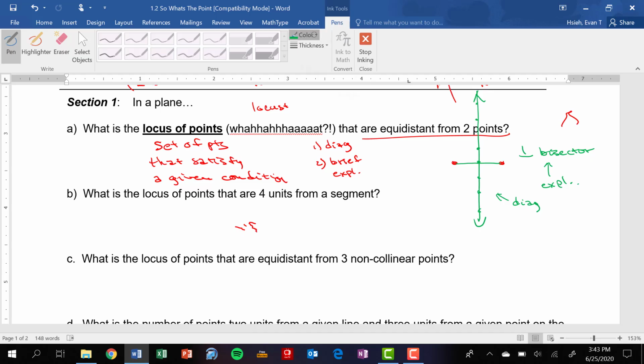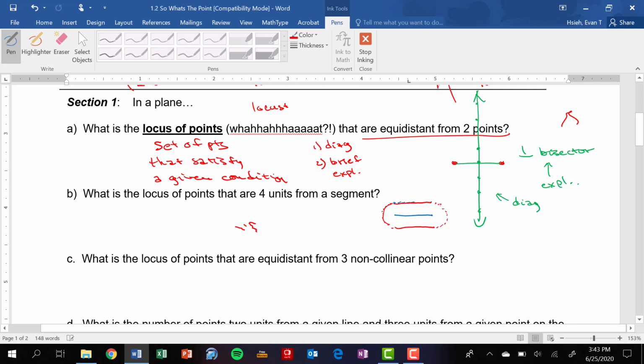Next one here says, what's the locus of points that are 4 units from a segment? Okay, so if I draw a segment like this, and I give it 4 units away, so 4 units up, let's use a different color to represent the actual locus. So the locus would consist of these points and these points. And then you have to kind of think about what it would look like over here. 4 units away, 4 units away, 4 units away, like this. And you're going to end up with this pill looking thing.